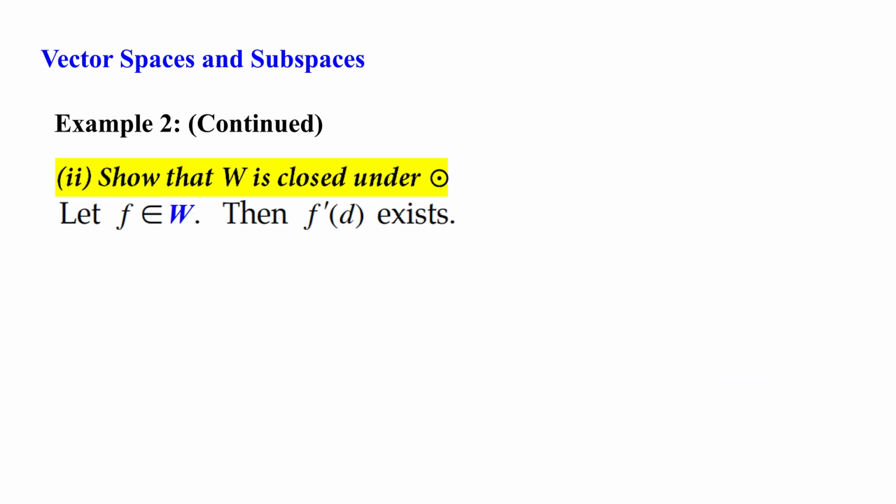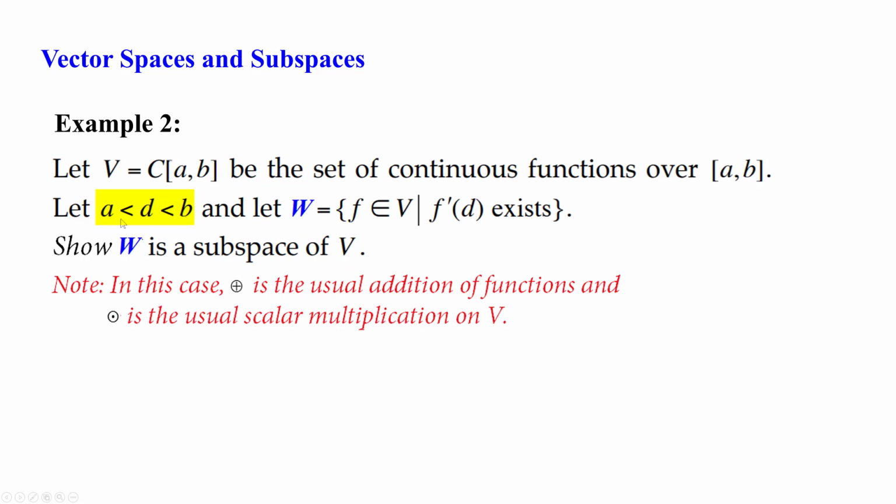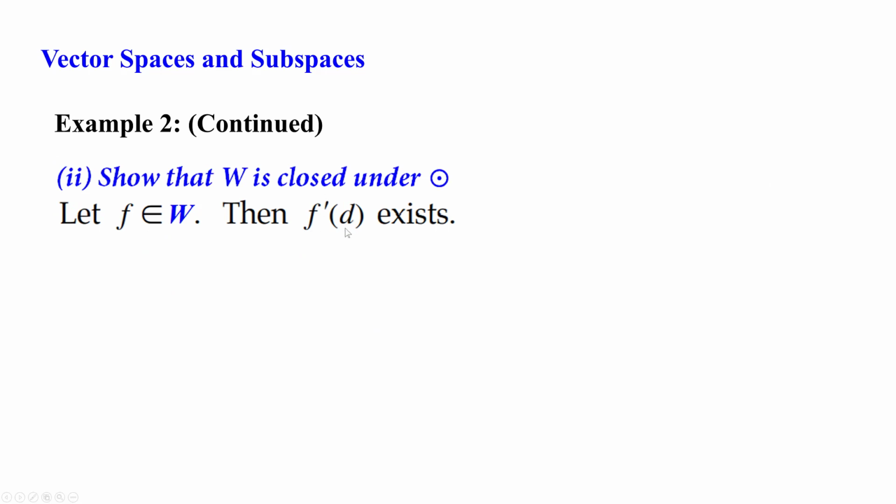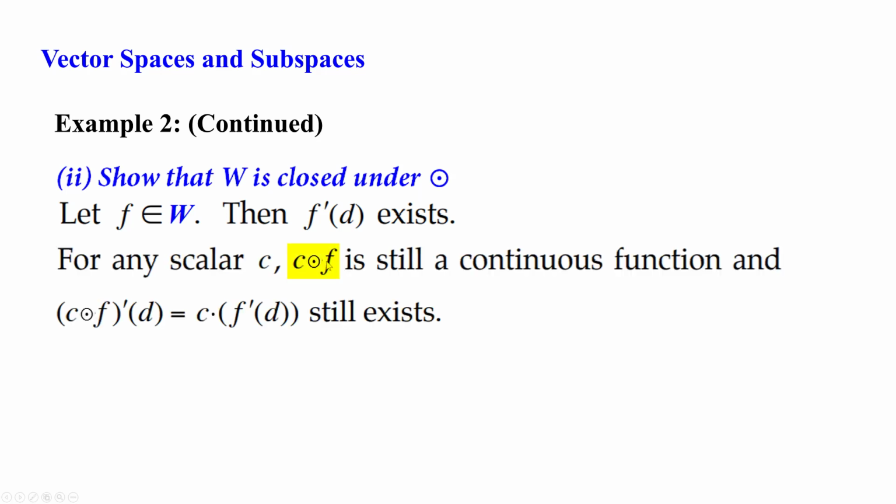2, we have to show that W is closed under scalar multiplication. So let's take an arbitrary function f in W. We don't know what it is. The only thing we know is the one condition that it must satisfy to be in W: f prime of that fixed D exists. D is fixed, some number in the interior of the open interval between A and B. Now I need to show that c times f, a function, is differentiable at D.